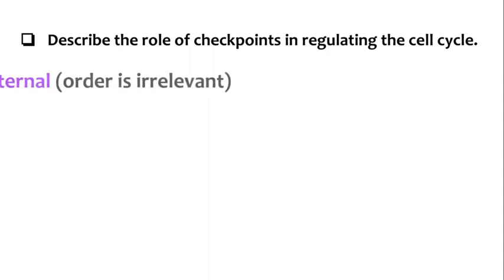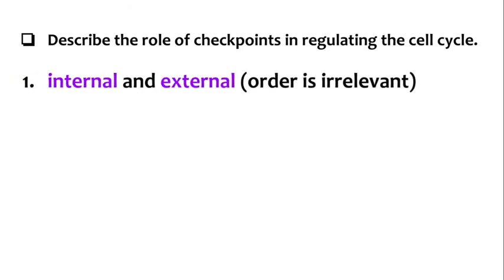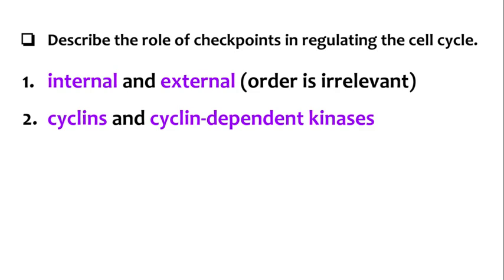The next objective is to describe the role of checkpoints in regulating the cell cycle. So there are a number of internal and external checkpoints regulating the process. Again, you can have those flipped around, but it's internal and external. And interactions between cyclins and cyclin-dependent kinases control the cell cycle. I gave you that hint there for CDKs. You just have to remember what that meant.